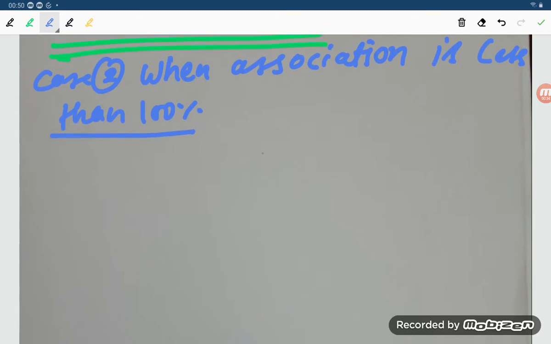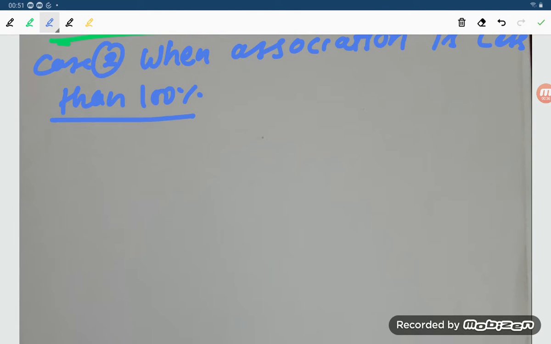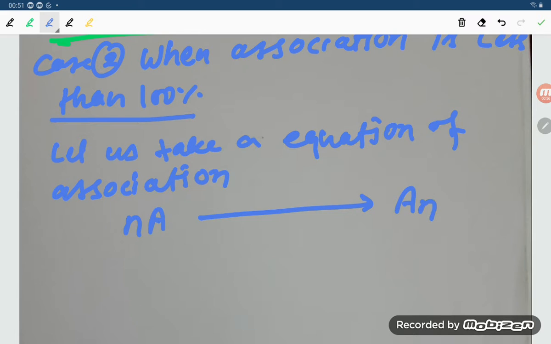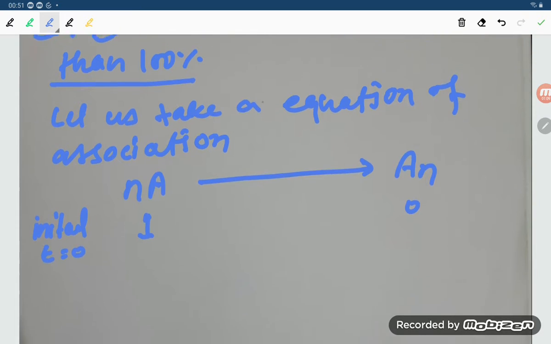Let us take a simple example, an equation of association. Suppose we are taking n moles of A, which on combining gives 1 mole of A_n. Initially, that is at t equal to 0 when the reaction has not started, we have taken n moles of A and 0 of A_n.